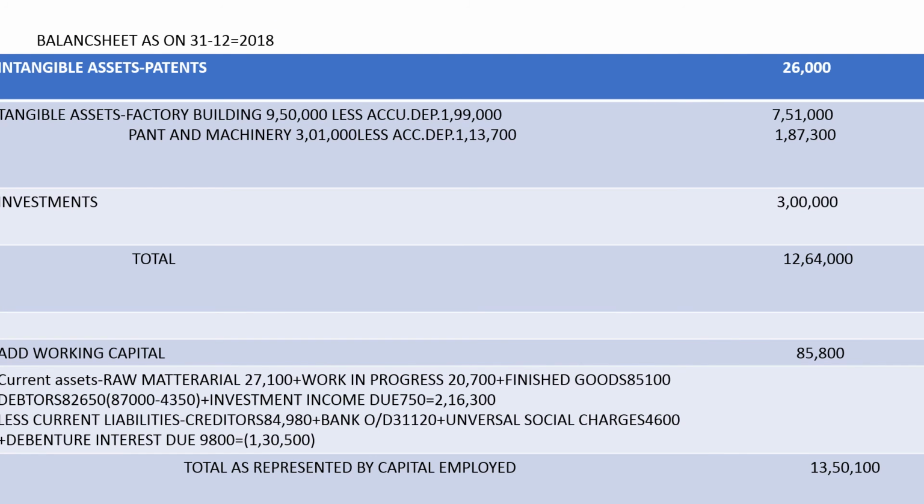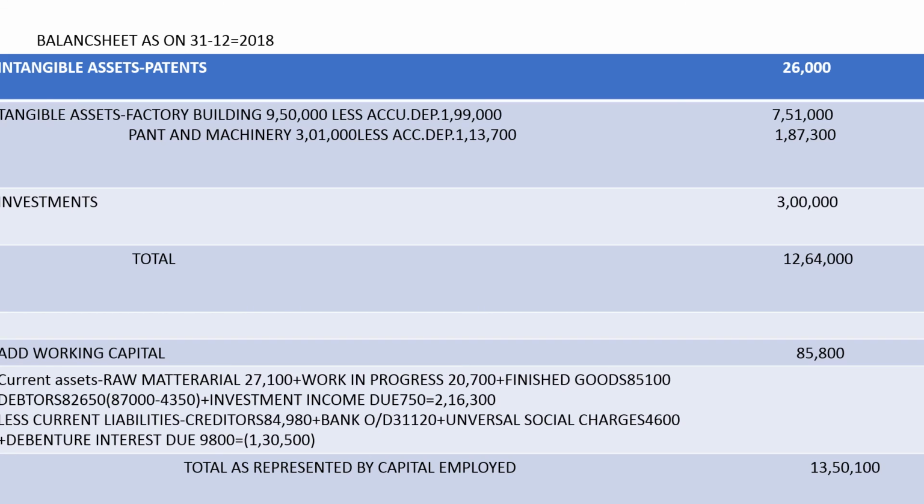Balance sheet as on 31st December 2015. Intangible assets. In intangible assets, we have patents 26,000. What are patents? When we are using some other brand name for our products for a certain period, for 5 years or 10 years, for whatever period we want to use, we have to pay a certain amount to the company from which we are taking, and they are known as patents. The patents here are 26,000. They are intangible assets because we cannot see them with naked eyes.